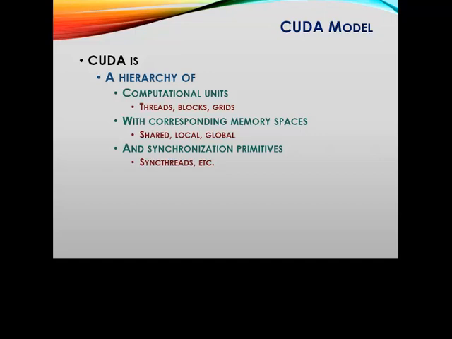And synchronization primitives, sync threads and barriers, that we can add to our code to make sure about the data integrity of our program. So with that, we're going to next look at some examples and some memory examples in CUDA and see how shared memory, global memory, and local memory are accessed and work.